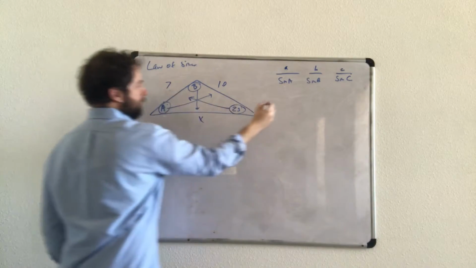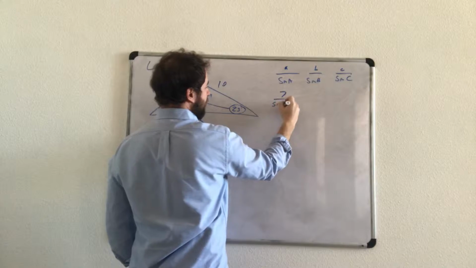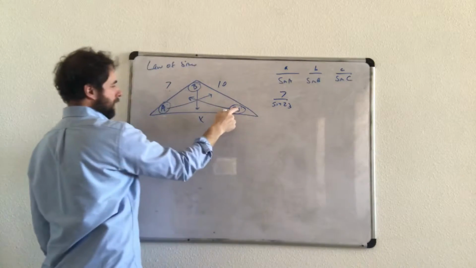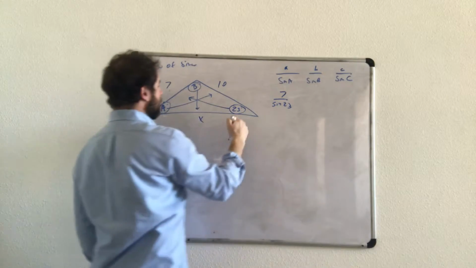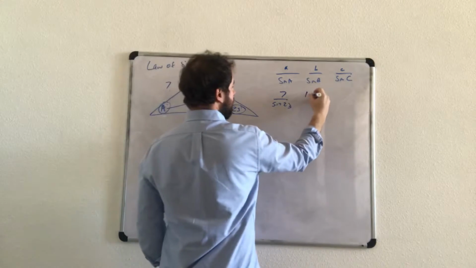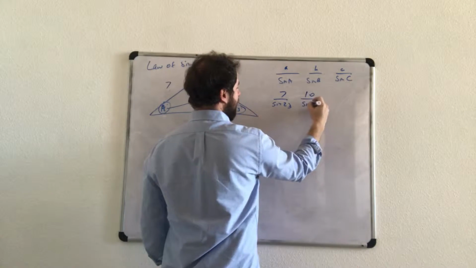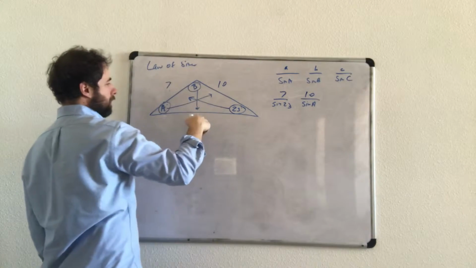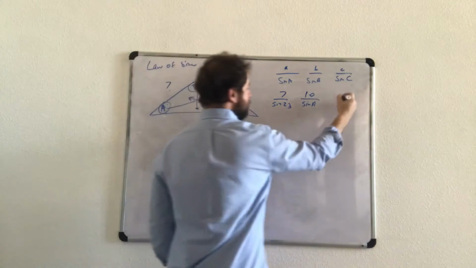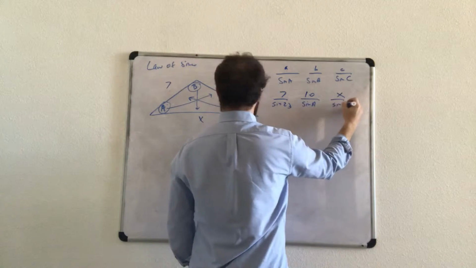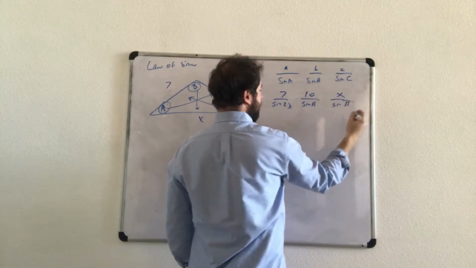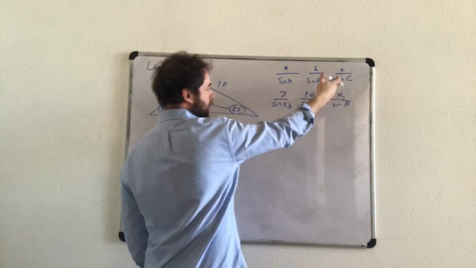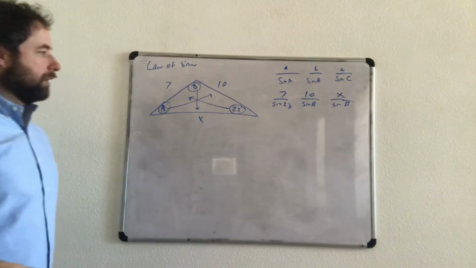So you've got 7 over sine 23. That's a pair because they're opposite of each other. Then you have 10 over sine A. That's a pair because they're opposite of each other. And then you have X over sine B. And that's opposite of each other. Now obviously that's not going to be a good one because it has 2 variables.